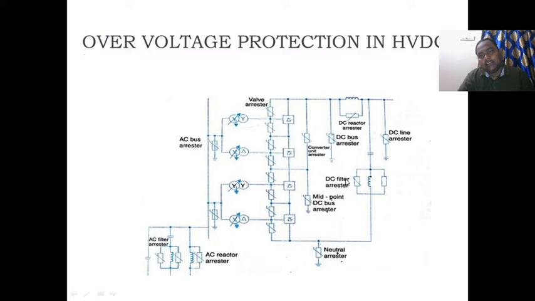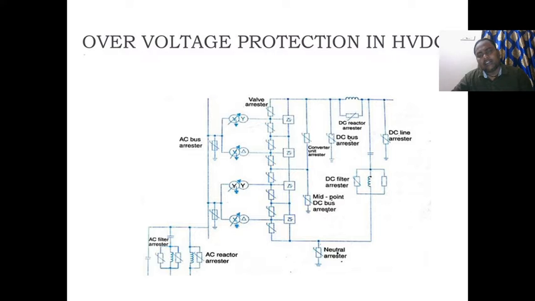There is a DC filter arrester, a DC bus arrester, a DC reactor arrester, a DC line arrester, an AC reactor arrester, and an AC filter arrester. So every equipment can be protected by using overvoltage arresters. If any overvoltage is present in the system, it can automatically be nullified by using these arresters. Every equipment can be protected by using these arresters.